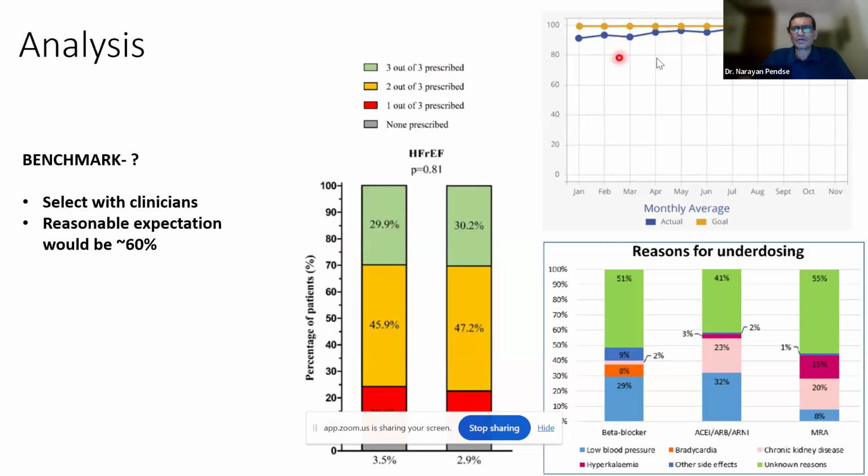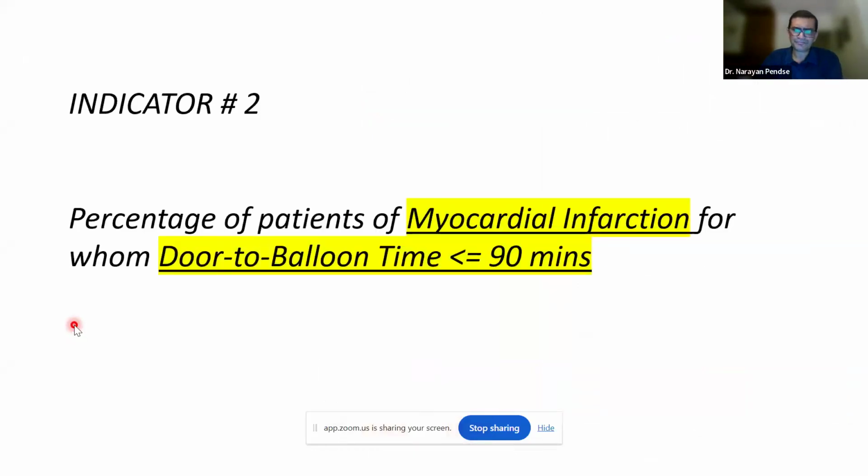You could also do benchmarking. An ideal benchmark would be 100%, because we would want all our patients with CHF and reduced ejection fraction to be getting beta blockers, but it may not be practical to have 100%. So it could be a stretch goal. And based on your hospital's performance or starting point, you could start with somewhere around, say, 60%, and then set yourself a target of increasing and reaching higher and higher, till, say, a benchmark of 90 percent or above is achieved for your hospital.